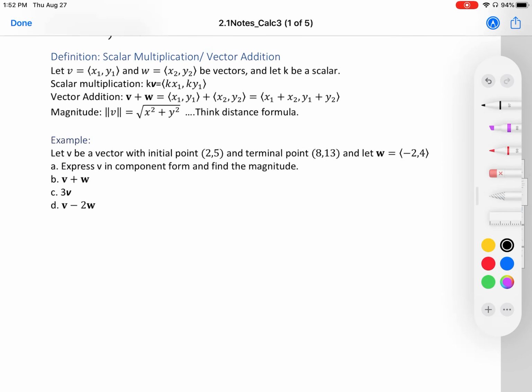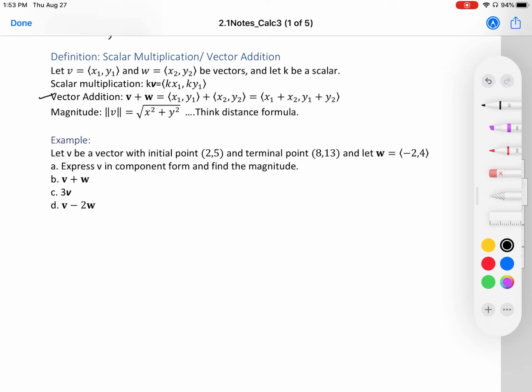Definition: scalar multiplication and vector addition. Let v equal x1, y1 and w equal x2, y2 be vectors, and let k be a scalar. Scalar multiplication allows us to take some constant and multiply it to both the x and the y coordinate points of each vector. We can also add vectors with vector addition, but we have to add them accordingly. So we have to add our x's together and our y's together.